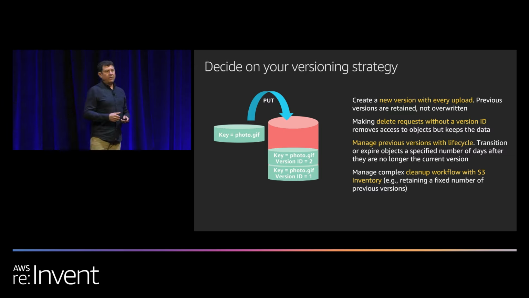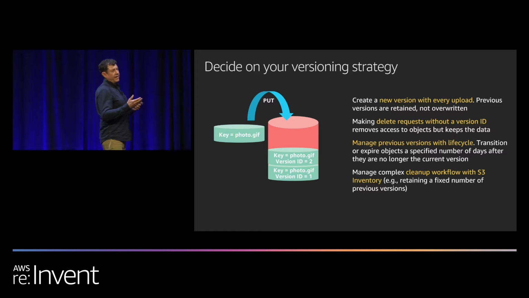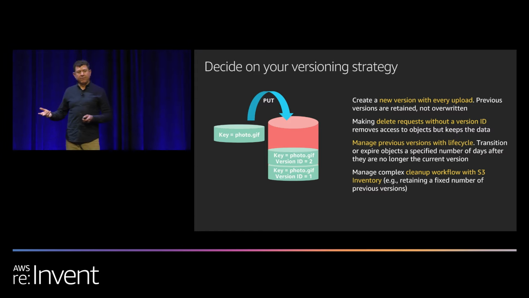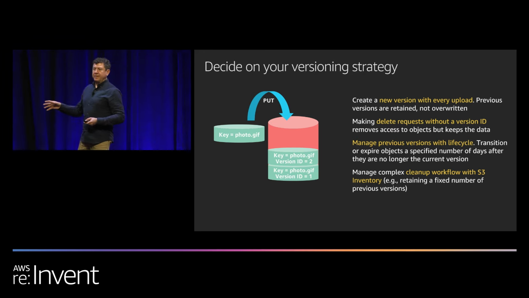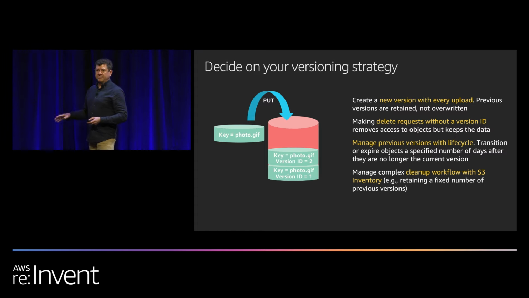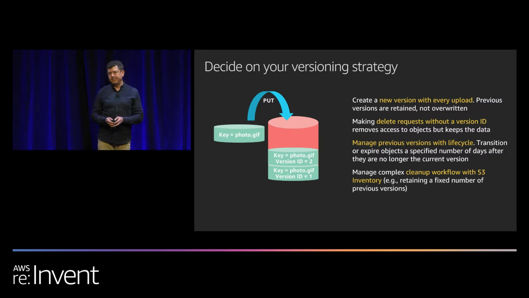So say I know that I really only need to keep it for a matter of days, then I can set a lifecycle policy to automatically expire those secondary versions after a few days. Or if I maybe don't need millisecond access to those versions, I can lifecycle those versions off to, say, Glacier or Glacier Deep Archive to store them in a more cost-effective storage class and then set them to delete at a later time.